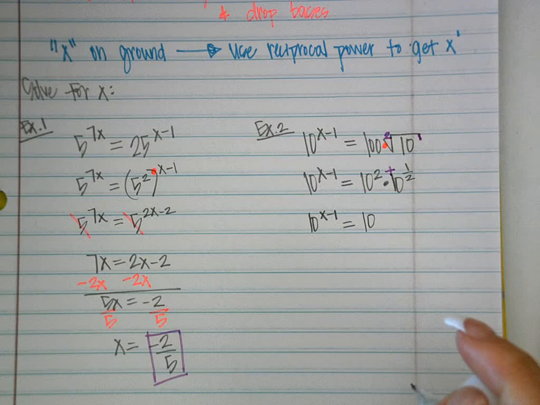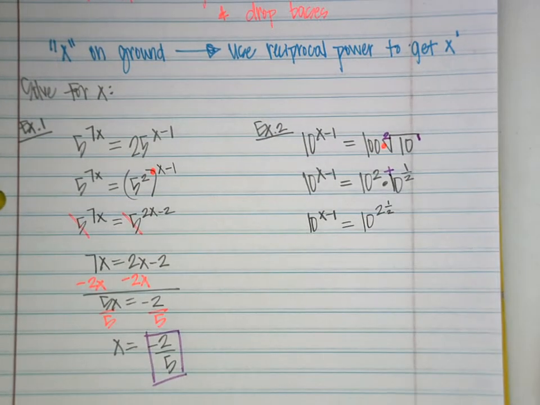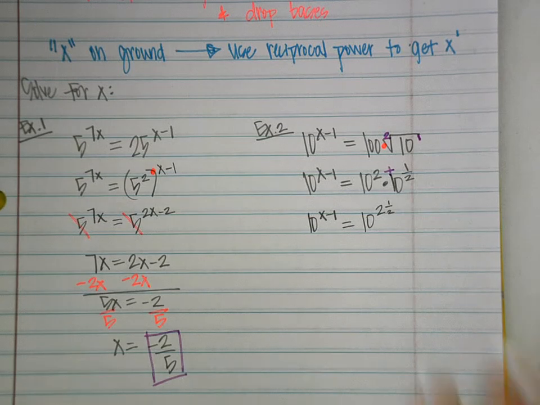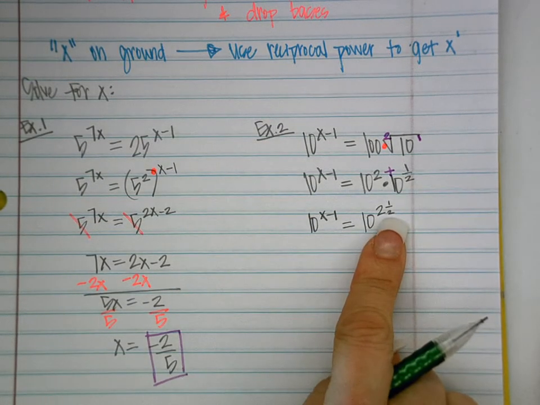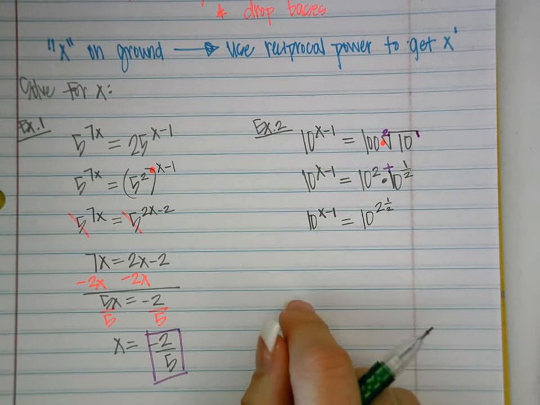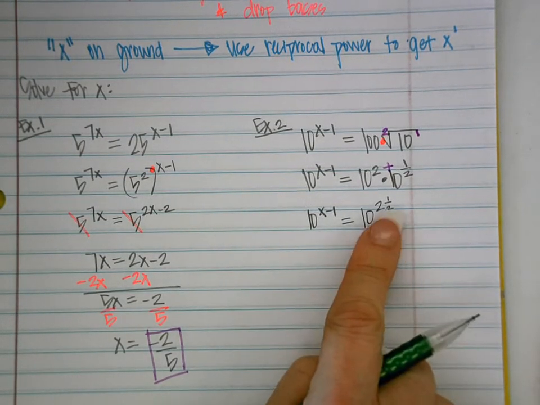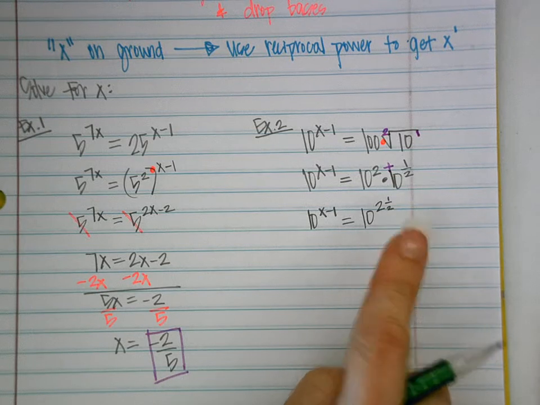What's 2 plus 1/2? 2 and a half. Okay? 2 and a half. Now, I'm going to leave this as a mixed fraction or a mixed number up there. Just leave it in the exponent. Also, be really careful with your handwriting here that this 2 and a half doesn't end up like next to this where you think you're multiplying.